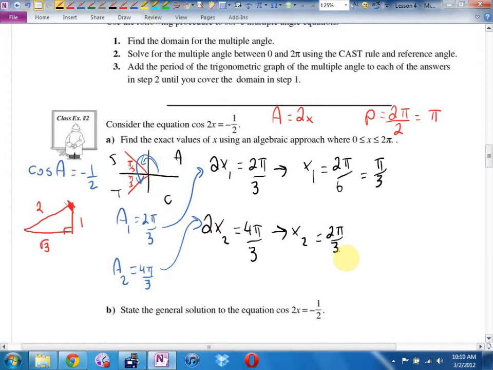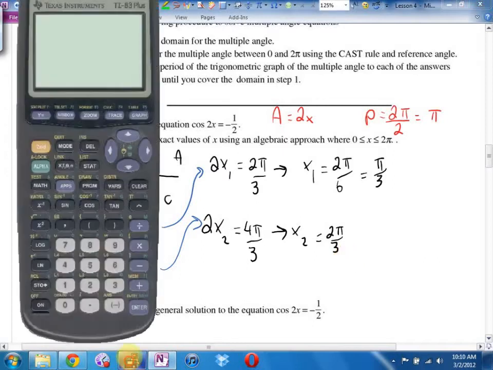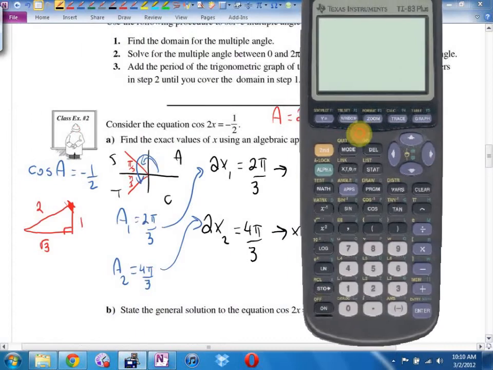Let's graph this and see what this looks like. Let's all get our graphing calculators out.